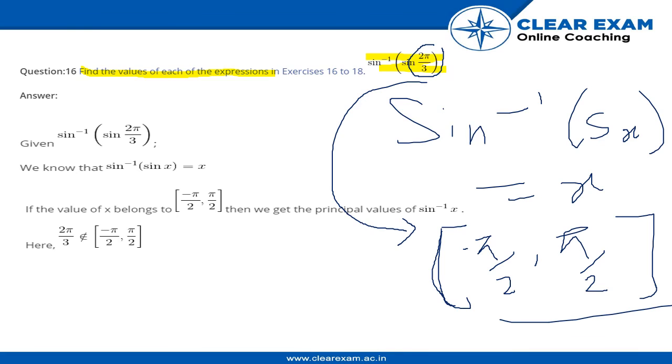In the first step, they have told that sine inverse of sine x is equal to x, and the range of this function sine inverse is minus pi by 2 to pi by 2, but 2 pi by 3 does not lie in this range. So what we do, let us see the next step.